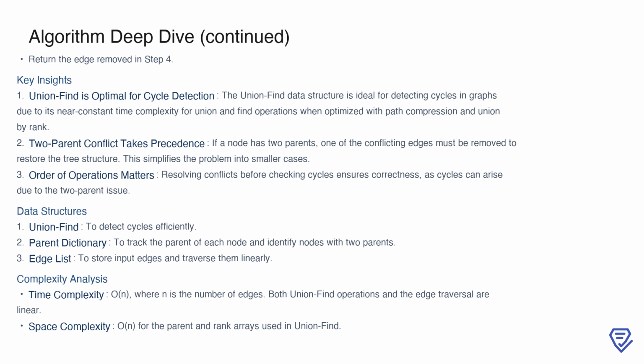Resolving two-parent conflicts before checking for cycles ensures the algorithm produces correct results, since cycles can sometimes be a consequence of the two-parent issue. The data structures we rely on include union find for cycle detection, a parent dictionary for tracking node relationships, and an edge list for linear traversal. In terms of complexity, the time complexity is O(n), where n is the number of edges, as both union find and edge traversal are linear. Space complexity is also O(n), primarily for the parent and rank arrays used in union find.